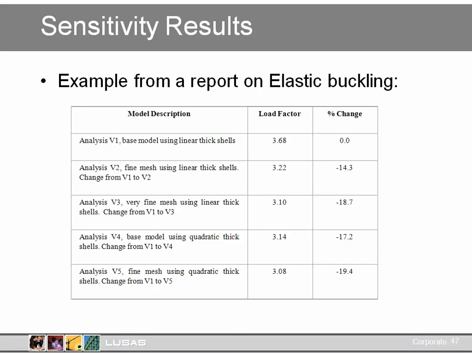An example here of mesh sensitivity checks from a report on a buckling problem carried out by our consultancy team shows that as you increase the density, it actually reduces the load factor. So note that initial checks can be unconservative, i.e. they overestimate capacity. So even with a sensible looking mesh at the start, we can get differences, in this case of nearly 20%.